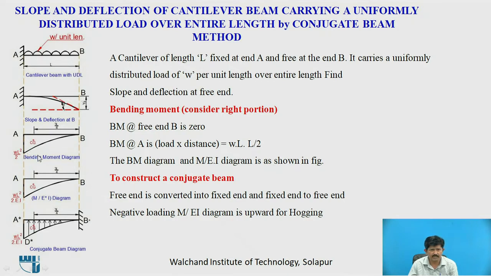So, this is the bending moment, and if we divide this bending moment by EI, that is flexural rigidity, we will get the M upon EI diagram. Now, to construct a conjugate beam, the free end is converted to fixed and the fixed end is converted to free. So now the end B will be fixed and A will be free. This negative loading, the M upon EI diagram, is upward for hogging. So this is the conjugate beam.